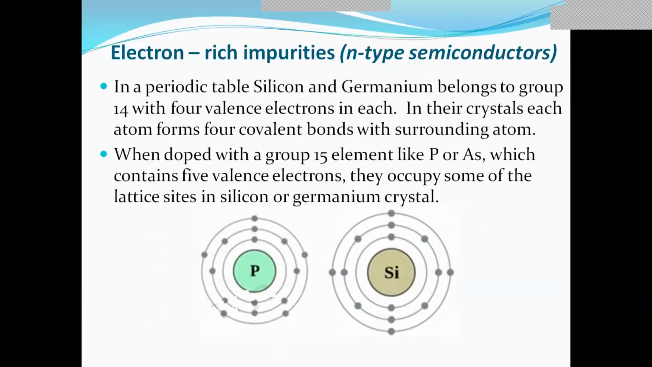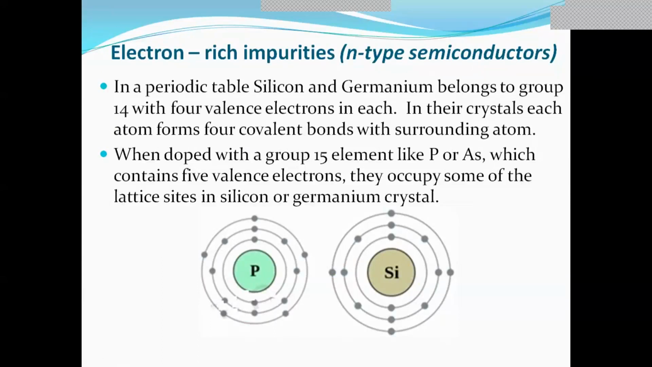So in that doping process, we can use two types of material, one out of the two is electron rich impurities. By adding electron rich impurities, it results in the formation of n-type semiconductors. Now we'll see what are n-type semiconductors and what are electron rich impurities.